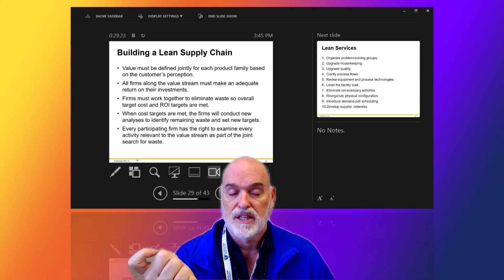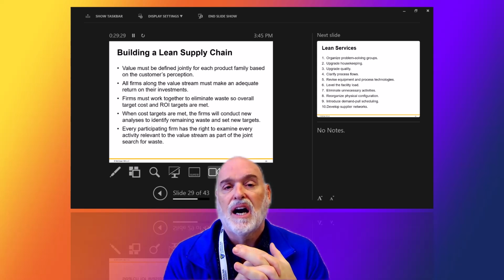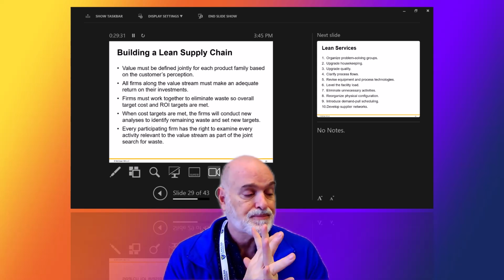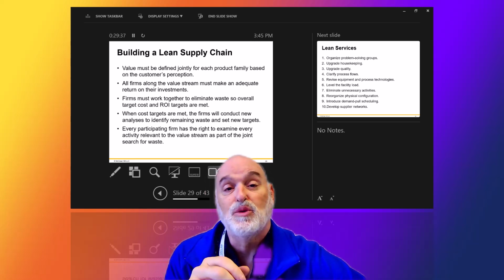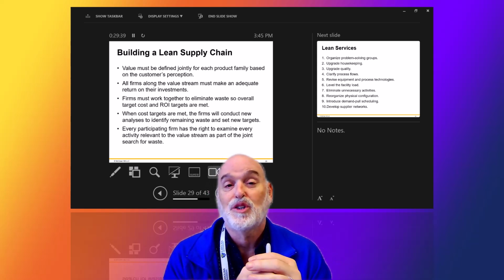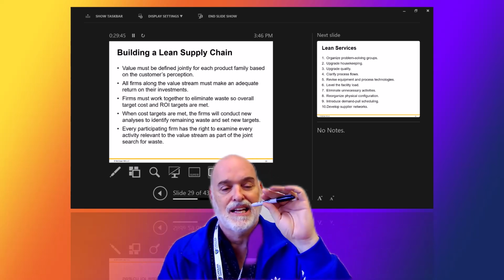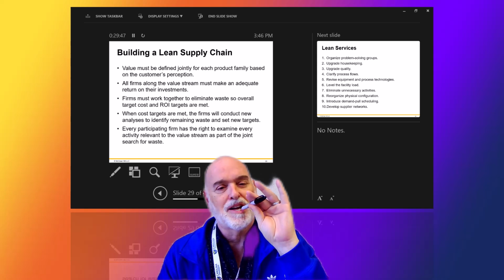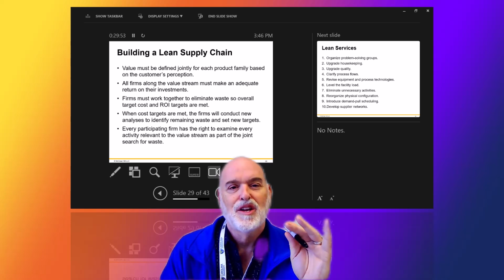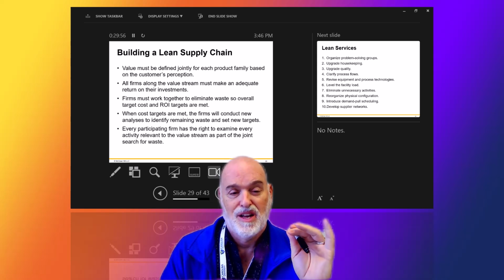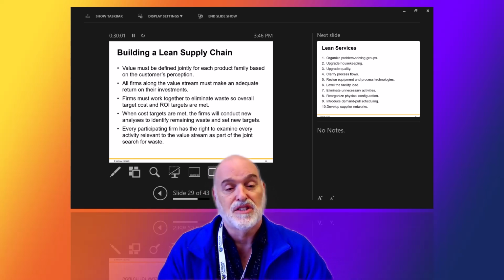When cost targets are met, the firms will conduct new analysis to identify remaining waste and set new targets. One of my former bosses, a very important mentor to me in my life, I worked for a toy company, and the guy's name was Stanley Geller, and he loved his Cuban cigars. He actually smoked Cuban cigars in the U.S. I don't know how he got them, I don't care, I know they were illegal. But he would sit there, and he'd smoke his cigar like this, and he'd roll it, and then he'd say to me, "Jimmy, we do things the second best way, and we're always looking for the best way."